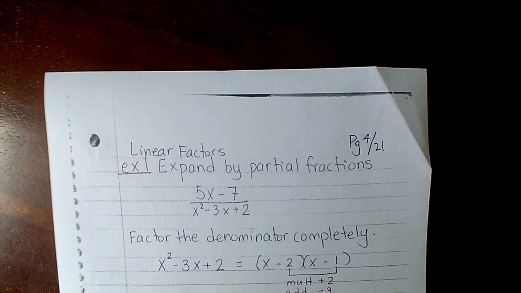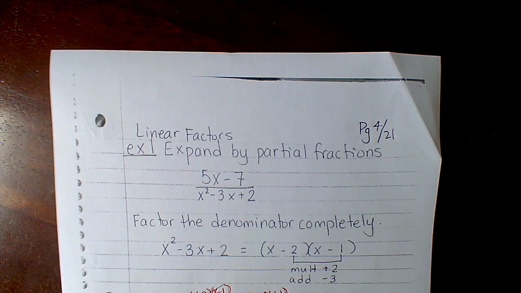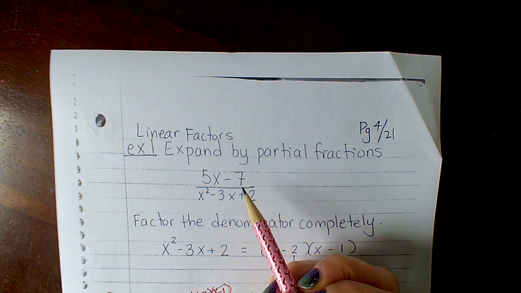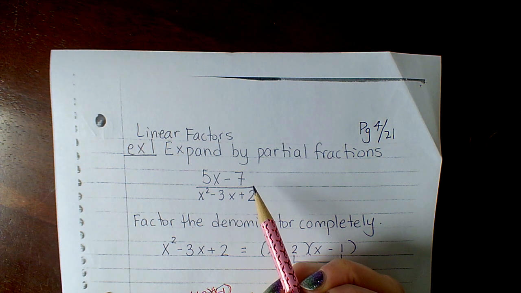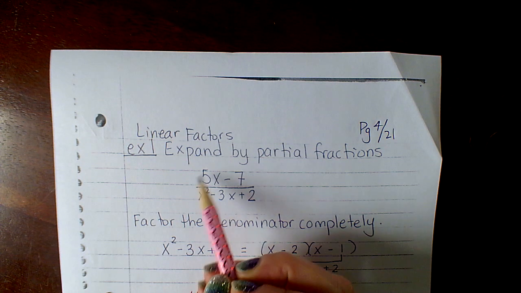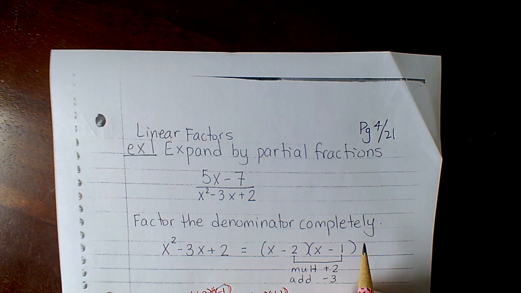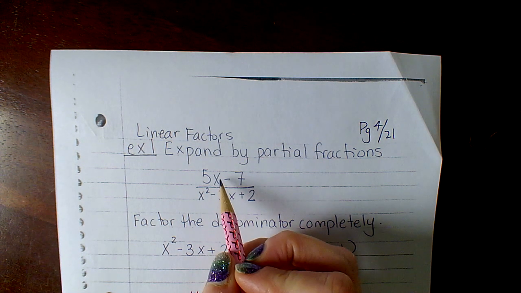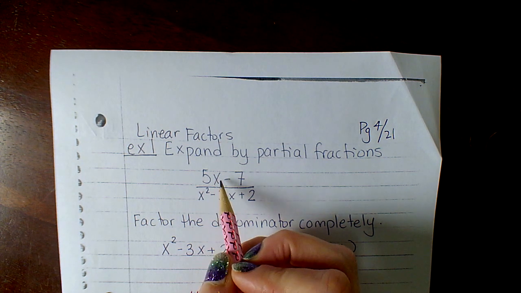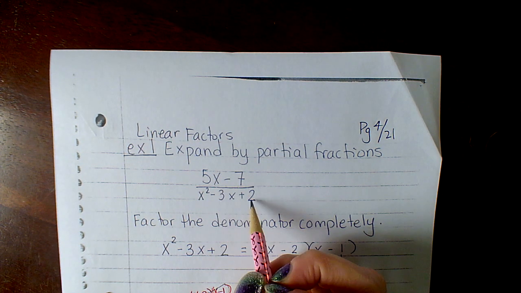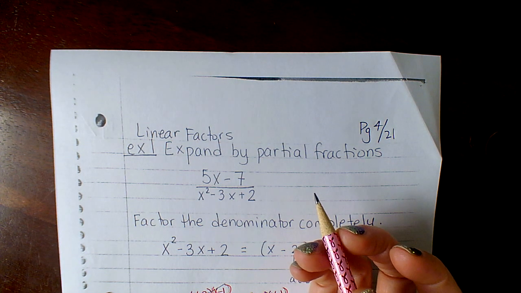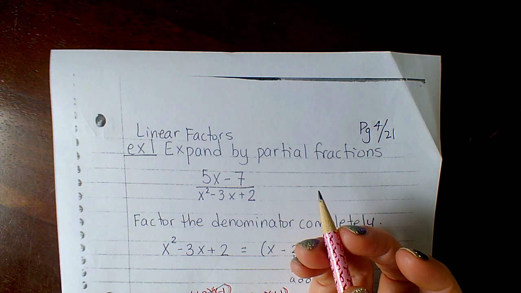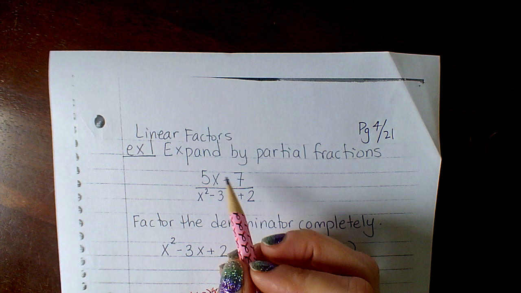All right, so my first example, we're going to expand this using partial fraction decomposition. We're not integrating just yet. We'll get there. Right now, we just want to talk about the partial fraction decomposition technique. So we have this rational function. Now, we could, like I said earlier, split this up into 5x over the denominator minus 7 over the denominator. That doesn't really help us if we were to have to integrate this.